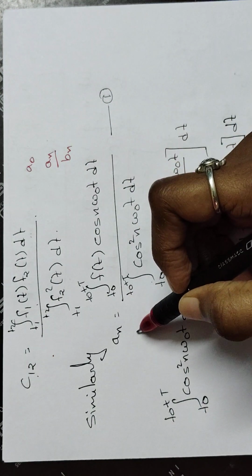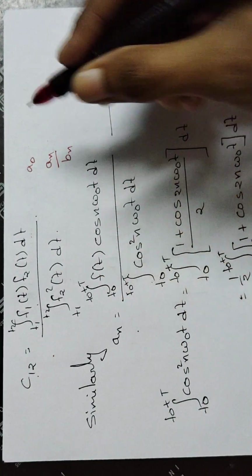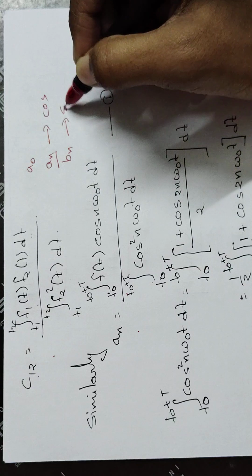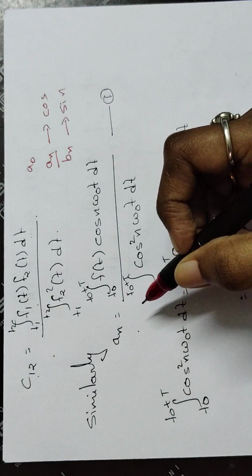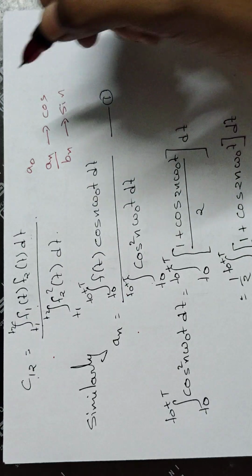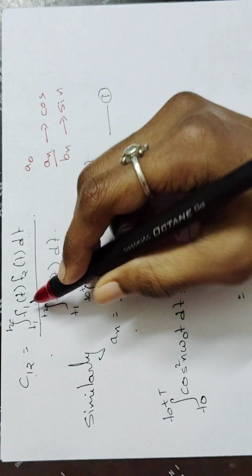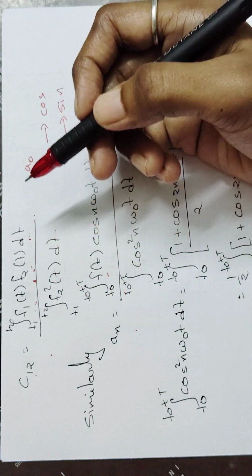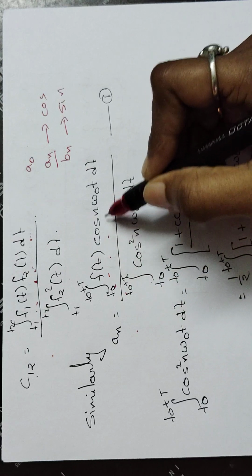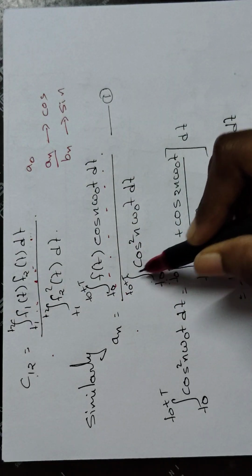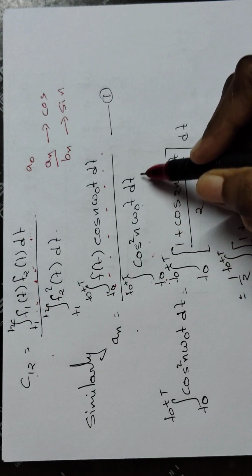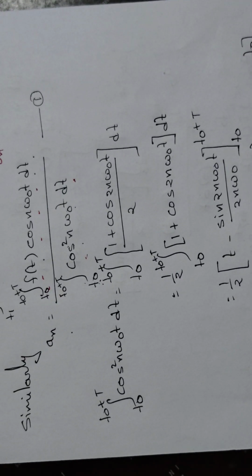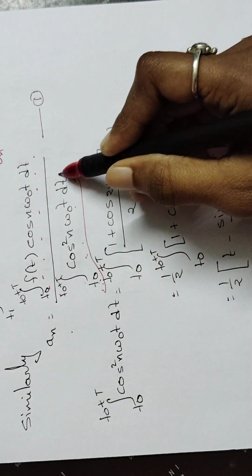So how do we find that an value? This an value consists of cos terms, and the bn value consists of sine terms. Now I am taking one of the signals as f1 of t, and let us take the f2 of t signal as a cos signal. So we need integration of f of t cos n omega naught t dt divided by integration of cos square n omega naught t dt. So first we have to find the an value, and in this equation we have to find this denominator value.